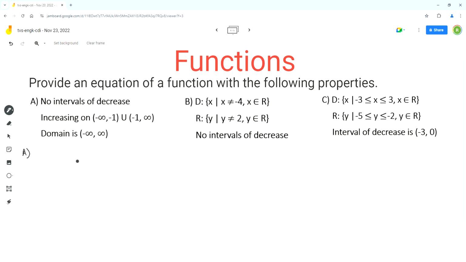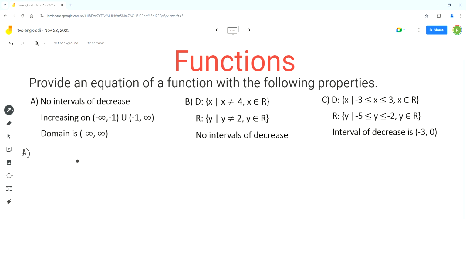As per the problem, the function has no intervals of decrease. The function increases from negative infinity to negative 1 and then negative 1 to positive infinity, and the domain is negative infinity to positive infinity. Since there is no break in the domain, this function can be a polynomial function or an absolute value function. It cannot be a square root function or the reciprocal function. Since the function has no interval of decrease, it cannot be absolute value function. So this must be a polynomial function.